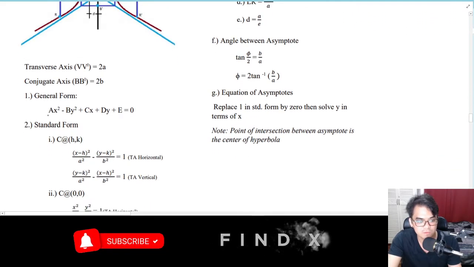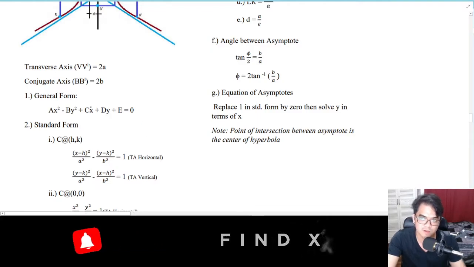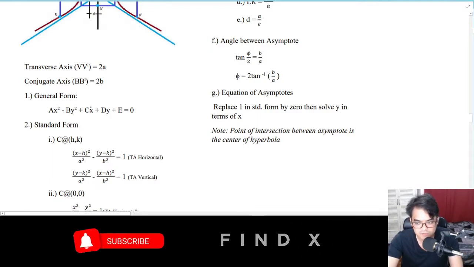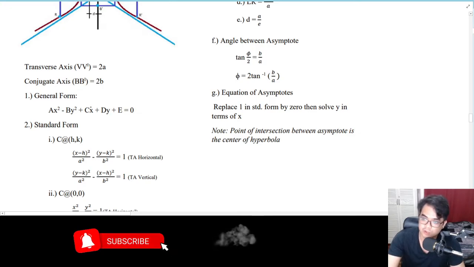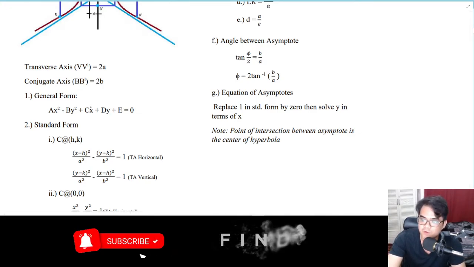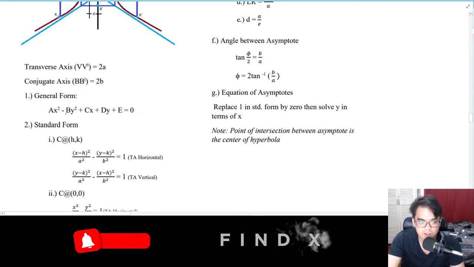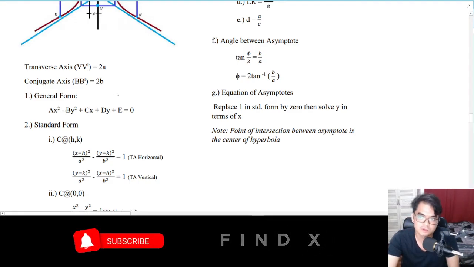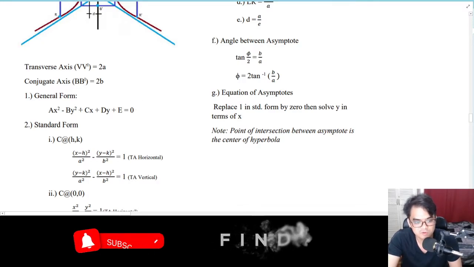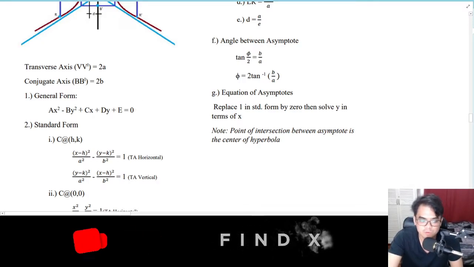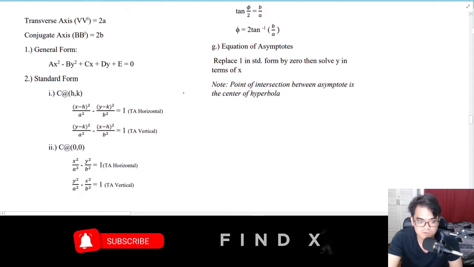So the general form now is, as you can see in ellipse, the coefficients of x squared and y squared are no longer equal, but it is positive. The x squared is positive, and now the y squared will be negative. Okay? So again, if it's equal, it will be a circle. So Ax squared minus By squared plus Dx plus Ey plus F equal to 0. So the standard form is just the same as the ellipse. The only difference is this is negative.